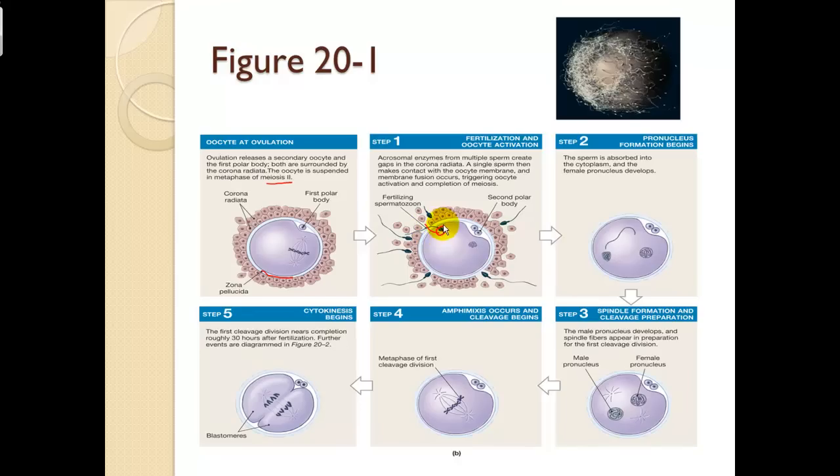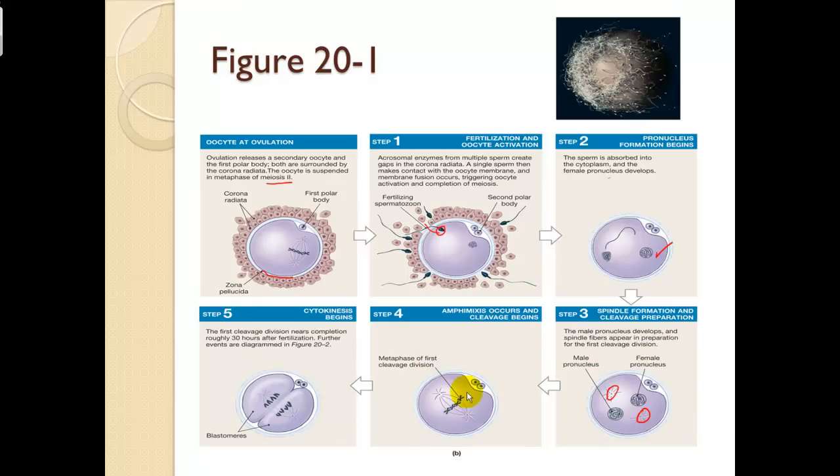Once we get one of them in there, it'll start the activation process. A single sperm makes contact with the oocyte membrane, and membrane fusion occurs, triggering oocyte activation and completion of meiosis. The sperm is absorbed into the cytoplasm, and the female pronucleus develops. Number 3, the male pronucleus develops, and the spindle fibers appear, and these are fixing to divide in preparation for the first cleavage division.